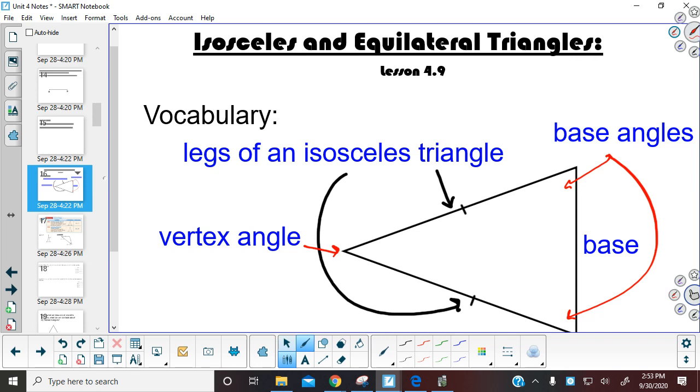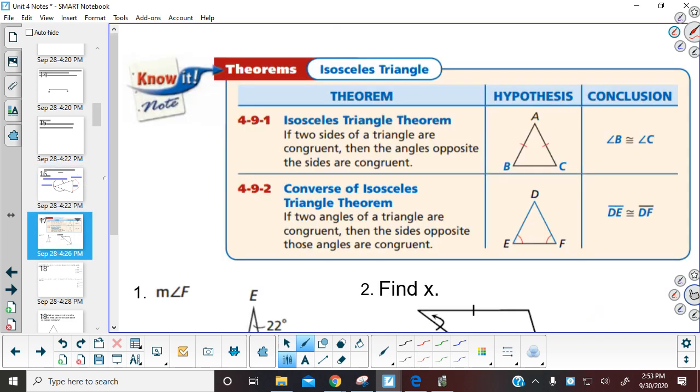So again, the legs of an isosceles triangle are the congruent sides. Base is the other side. Base angles are connected to the base. And your vertex angle is the angle formed by the two legs. Okay? So that's just some quick vocab that we can use as we're referencing these triangles. The key for today, though, is what are the relationships as far as congruencies?